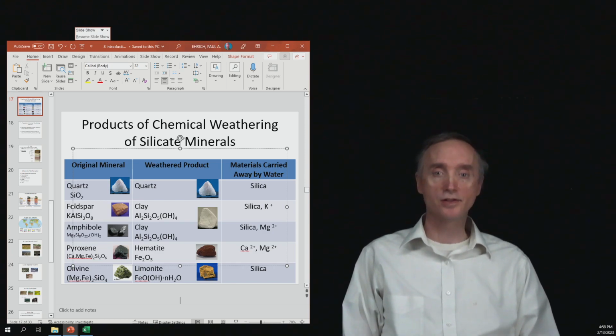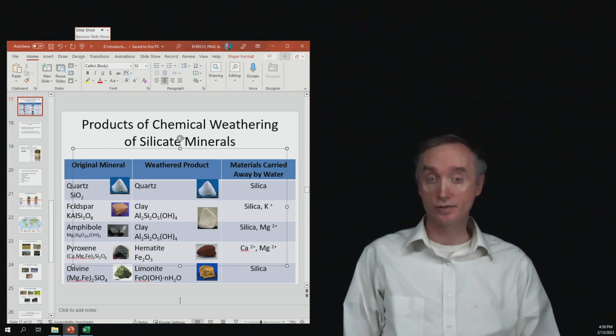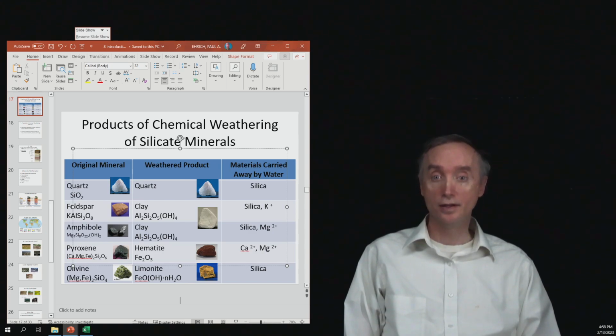And you should recognize some of those names from Bowen's reaction series when we said that you start with this magma, and then the first mineral to form is going to be olivine, and then pyroxene, and then amphibole, and then feldspar, and then quartz. So that's the order in which they form as they cool off. So now what we want to do is take these minerals and subject them to weathering, chemical weathering, and see what they turn into. So the first one is going to be quartz.